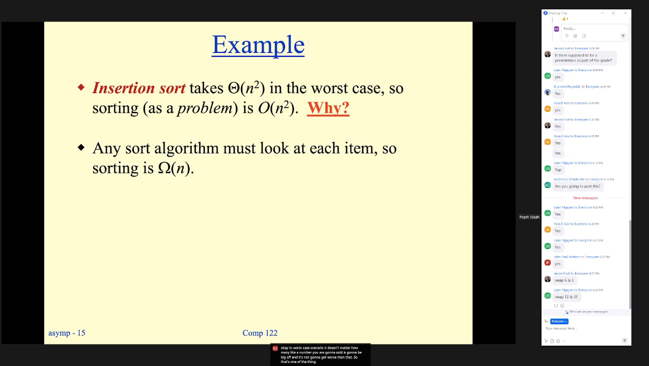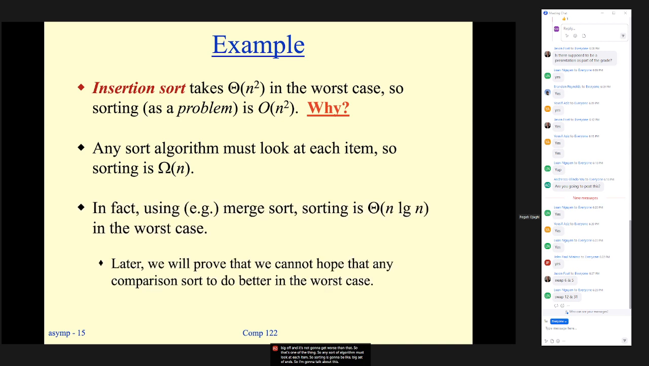Any sorting algorithm must look at each item, so sorting is going to be big omega of n. I'm going to talk about this in the next session too. We are talking about different sorts. For example, merge sort is going to be big O of n log n in the worst case scenario. As I explained, n log n is better than n squared. It means this is going to be faster than insertion sort. If I want to decide which sort to use, I look at the worst case scenario: merge sort takes this time and insertion sort takes this time, so I'm going to go with merge sort. It means that in the worst case scenario, merge sort is going to be better than insertion sort.